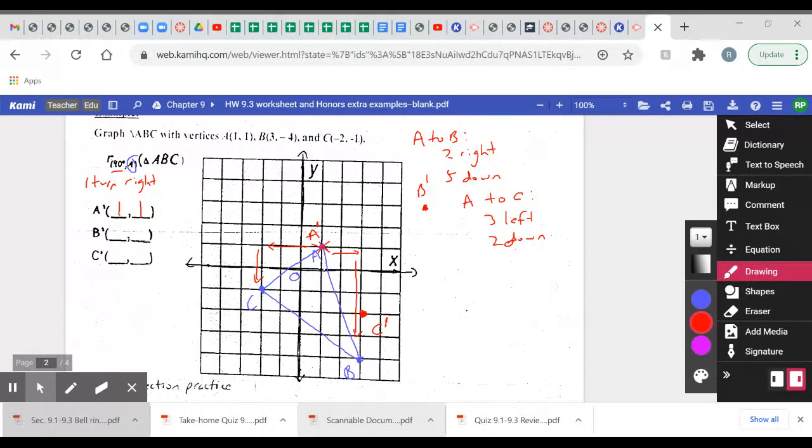Since I have a lot of red there, I'm going to use purple to connect my dots. So now I'm connecting A prime, B prime, and C prime. And there is my rotated triangle. Now I need to name what these new ordered pairs are. I can see that B prime is at 6, 3, and C prime is at 3, negative 2.